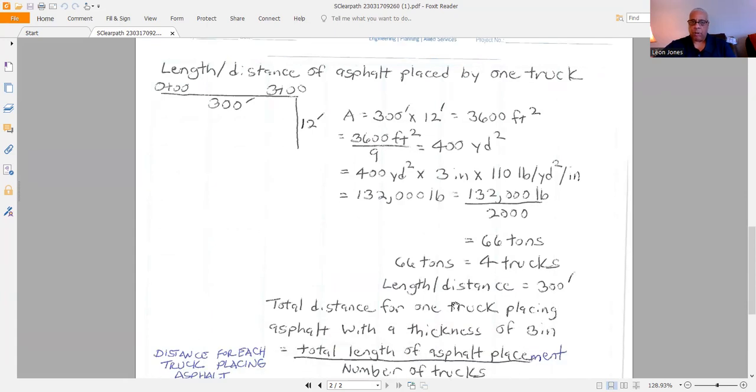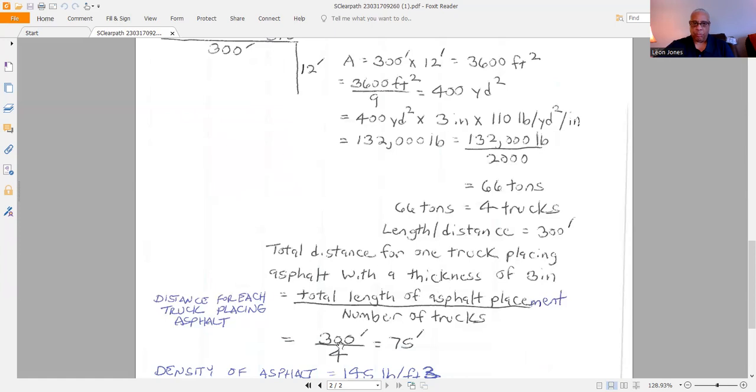Now, how did I come up with the distance of 300? Very simple. I took 300, divided it by 4 trucks. So each truck is going to place 3 inches of asphalt 75 feet. So it's going to take 4 trucks of which is going to be 66 tons. And this is very significant because you need to know this when you're dealing with your lots, when you're going to take your cores and your plate samples.